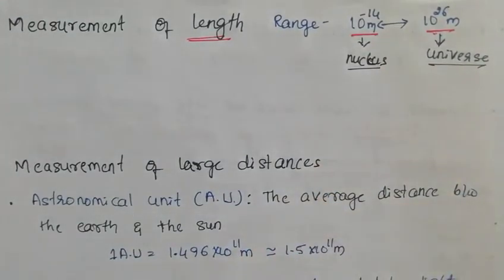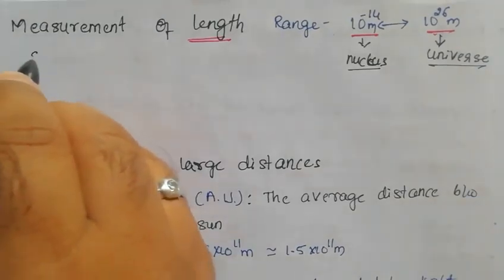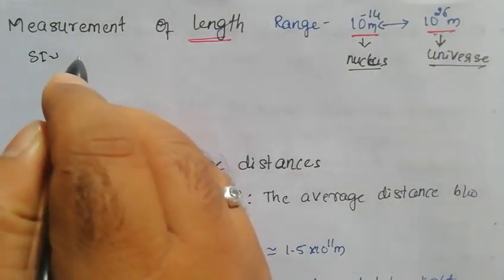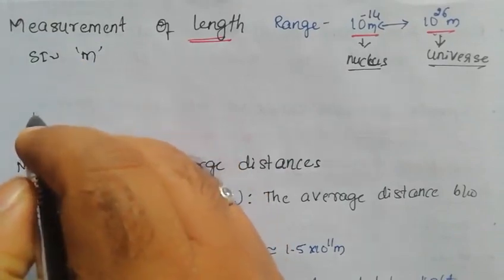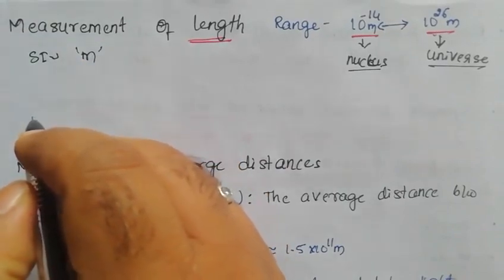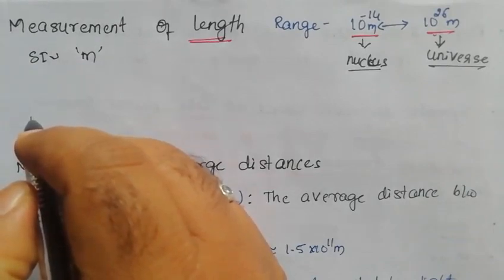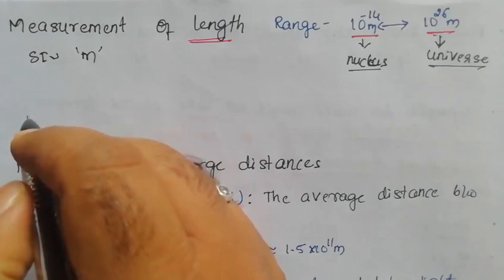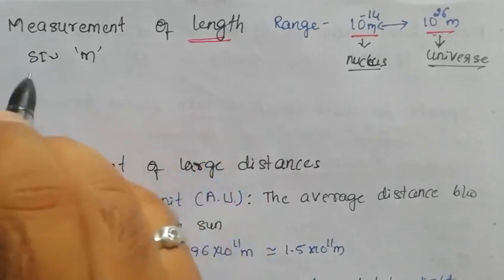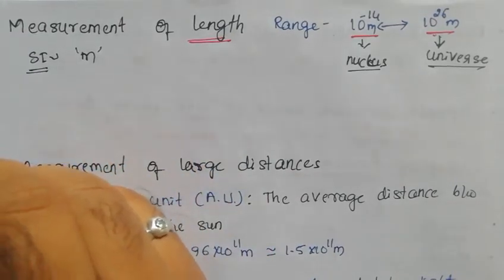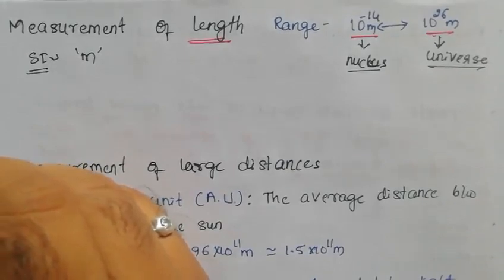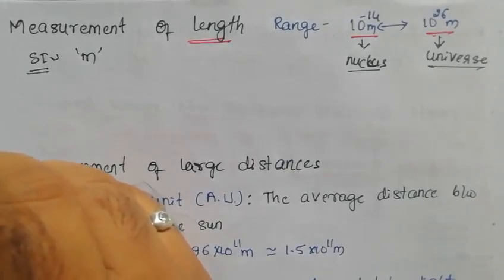Now, measurement of length. Normally in the SI system of units, we measure length with meter. That we have discussed already in the previous session on SI units. There are three systems of units: CGS, FPS and MKS. Since different units give different values, we adopted the international system, which we are going to follow in this entire chapter.